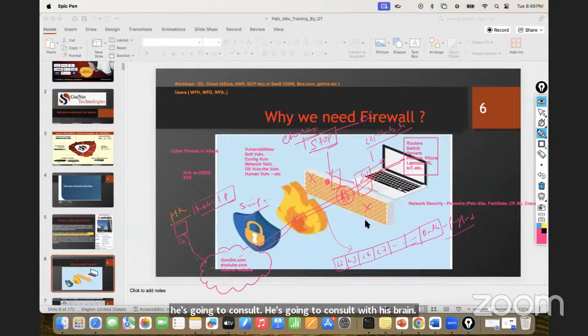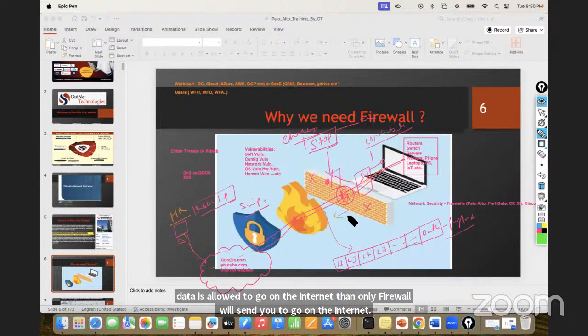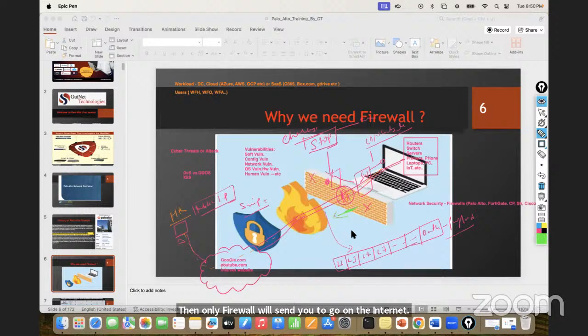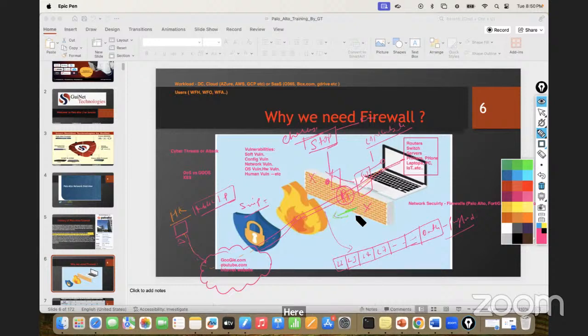So if the policy engine says yes, this source, this destination, this application, this payload means data is allowed to go on the internet, then only the firewall will send it to the internet. Else it is simply going to drop all the traffic here only, if any parameter does not match.